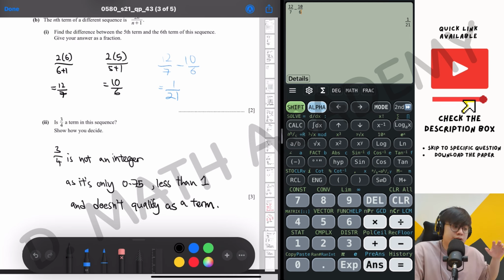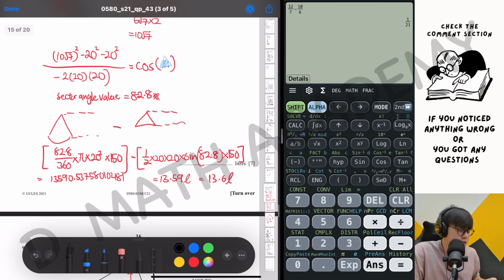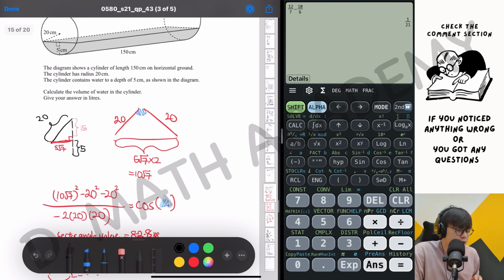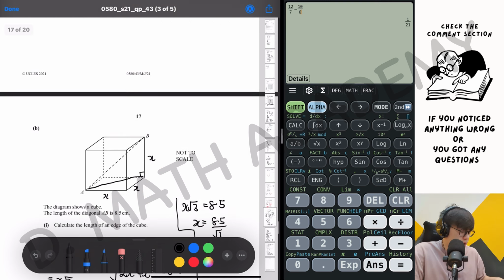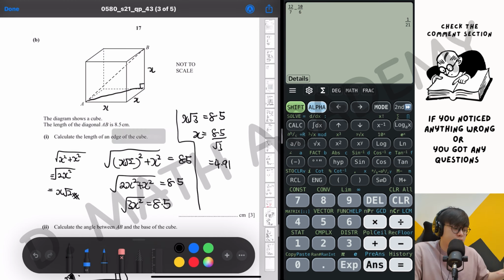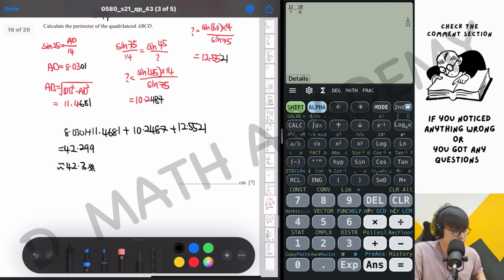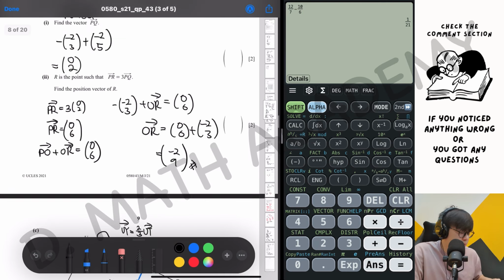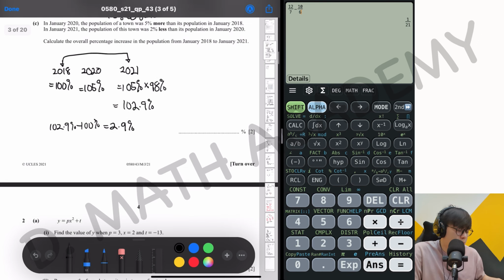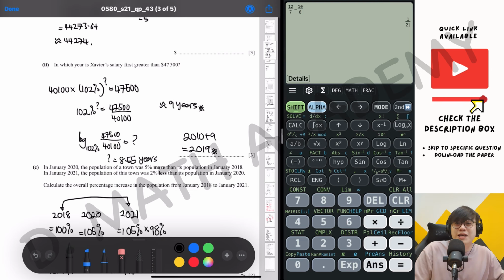So overall, this paper isn't that tough. The only challenging part that I found throughout the paper will be this 8C here regarding calculating the water volume. And for those who are not familiar with Pythagoras' theorem and how to calculate the angles and stuff, you might find question 9b slightly challenging. The rest is just identical to your previous paper. Paper 42 from this particular year is way tougher than this. So if you have the time, feel free to test it out.